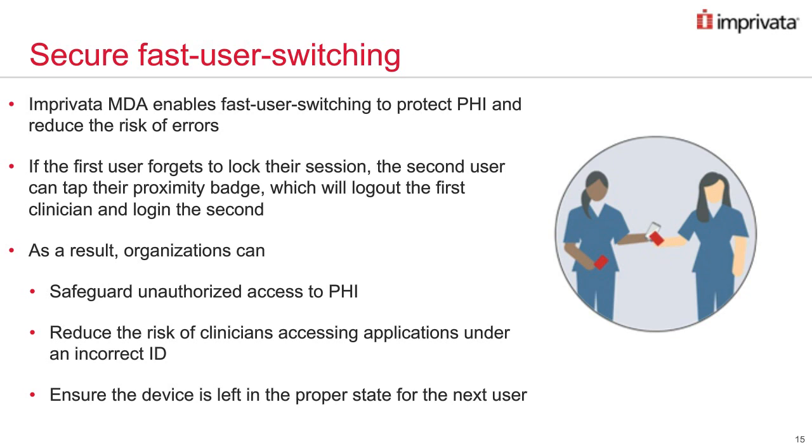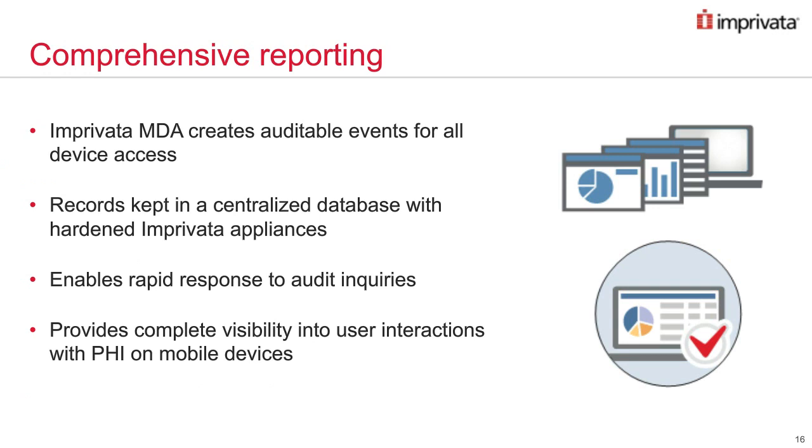And if a user forgets to lock their session, or puts a phone down and it's timed out but still logged in as somebody else, and maybe that device is locked, a second user can simply tap their proximity badge and that'll instantly log the first user out and log the second user in. So now you're quickly accessing all of the applications that you need to get to under the right user without any issues.